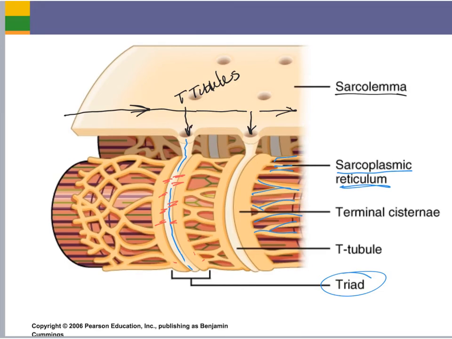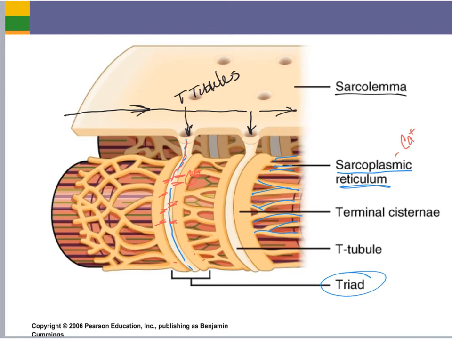So we know that the sarcoplasmic reticulum, I think we talked about last week, its main function is to store and release calcium ions. Okay, so as this action potential travels down, it's going to open the calcium gates. Calcium is going to be released.